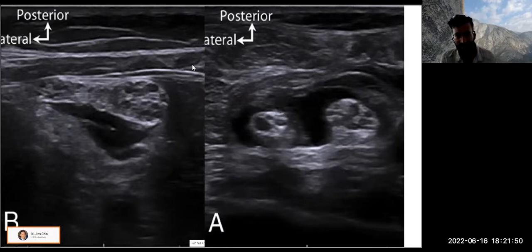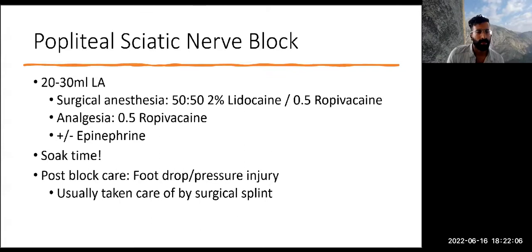It can be more than an hour for you to get an effect, but it may not be good enough to provide surgical anesthesia. So if surgical anesthesia is your goal, then this sort of spread pattern is really what you should be aiming for. So a couple of points. Most people would require 20 to 30 mLs of local anesthetic.